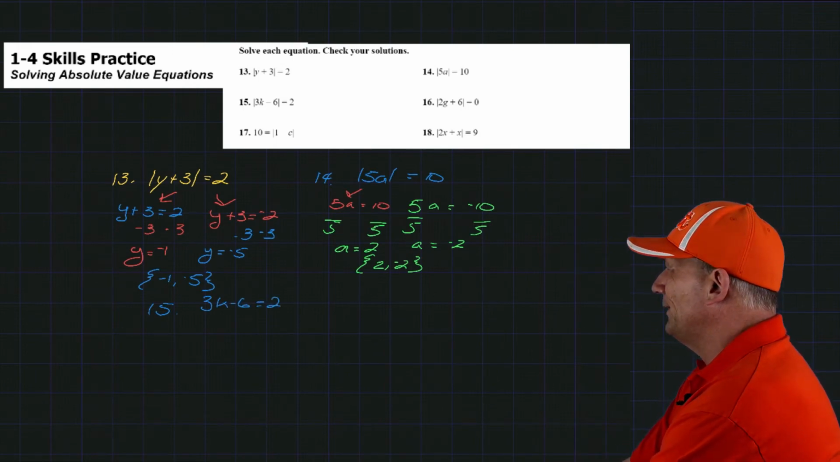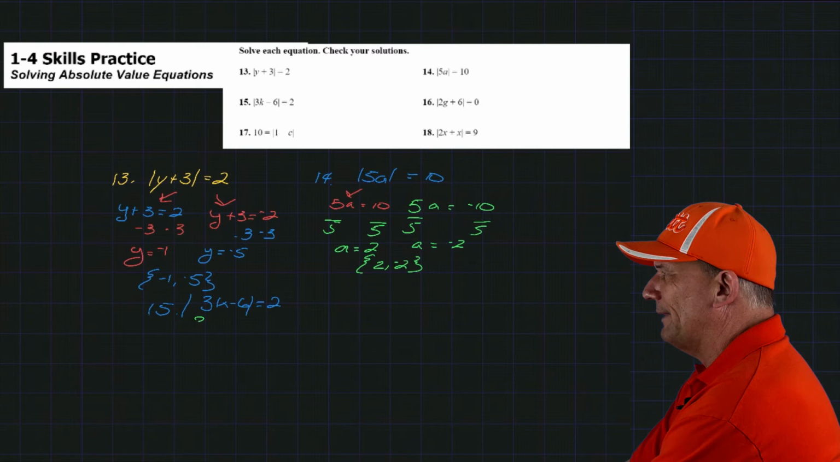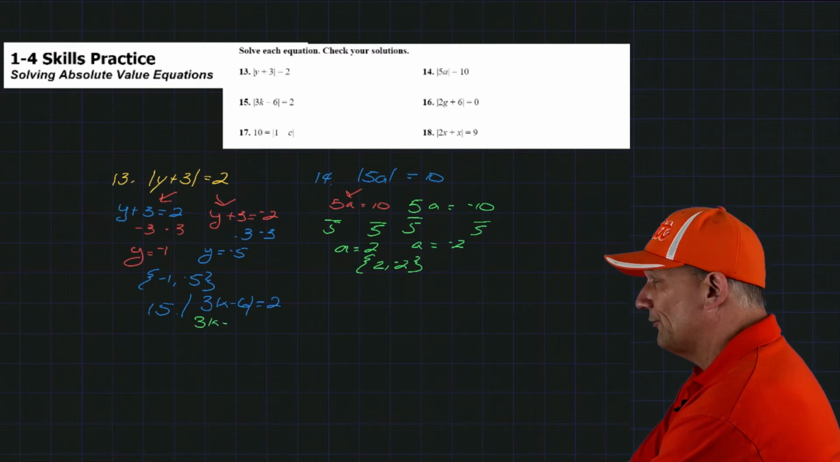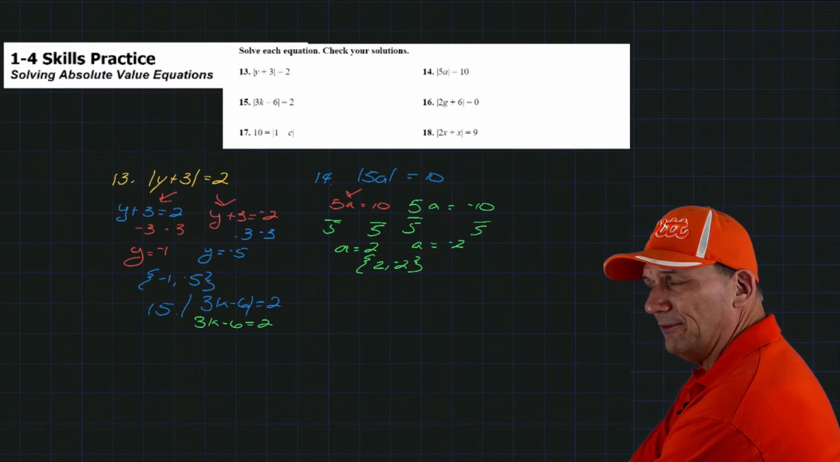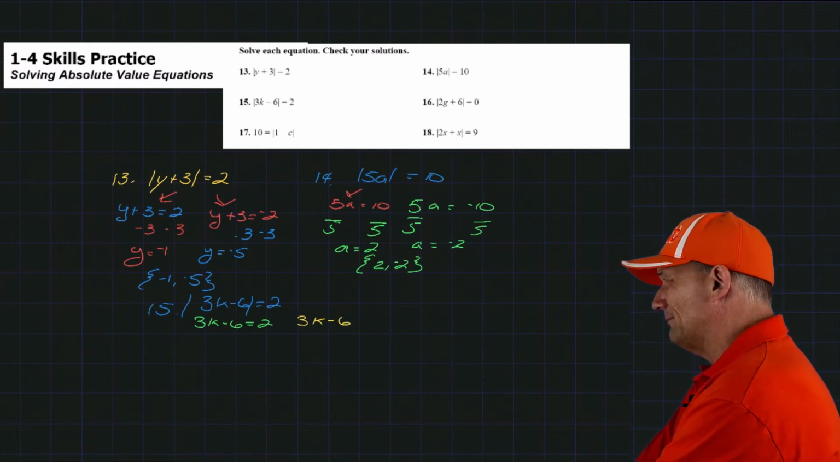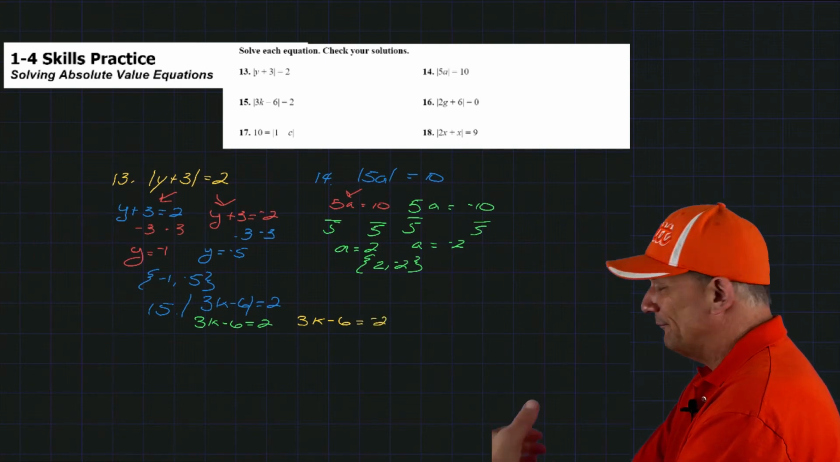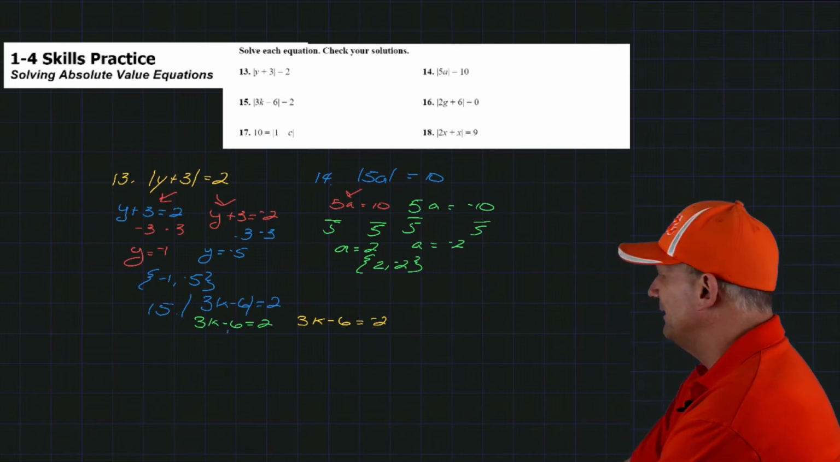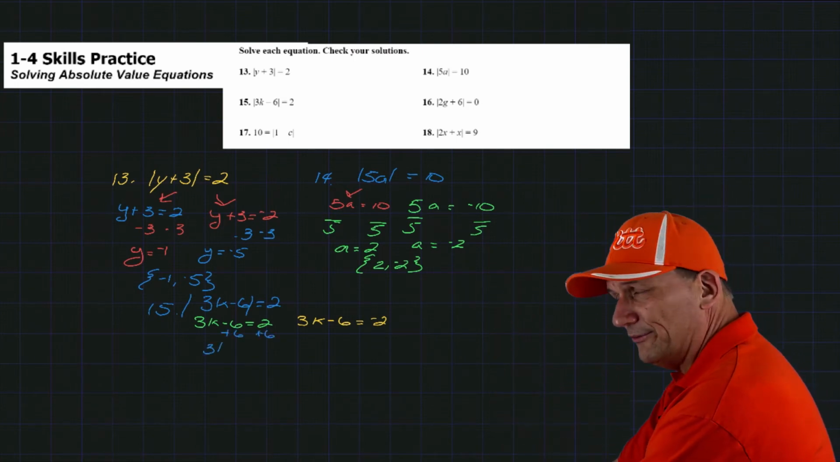15, 3k minus 6 equals 2. We're going to write it twice now. 3k minus 6 equals 2. 3k minus 6 equals negative 2. And solve them independent of one another. But the steps are the same. Start with the answer, right? They subtract 6, we add 6. They multiply by 3, we divide by 3. But you're not going to get the same answer because one's a positive, one's a negative.